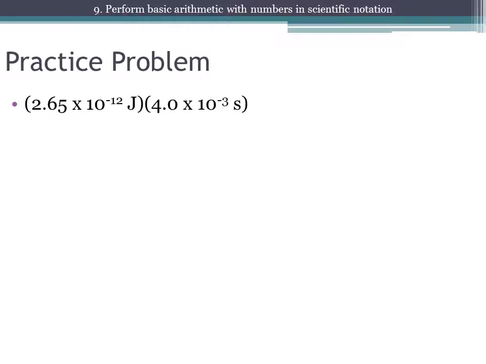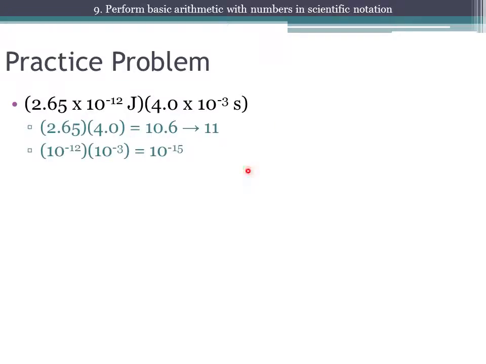Couple practice problems. Again, I would pause the video, try them yourself. So again, we have multiplication. So we'll multiply our mantissas. Just 2 sig figs because of that second measurement, so that will round to 11. I'll then need to take care of the exponents. 10 to the negative 12th times 10 to the negative 3rd. Negative 12 plus negative 3 is negative 15, so 10 to the negative 15th. That gives me 11 times 10 to the negative 15th joule seconds, which, writing in proper scientific notation, is 1.1 times 10 to the negative 14th joule seconds.